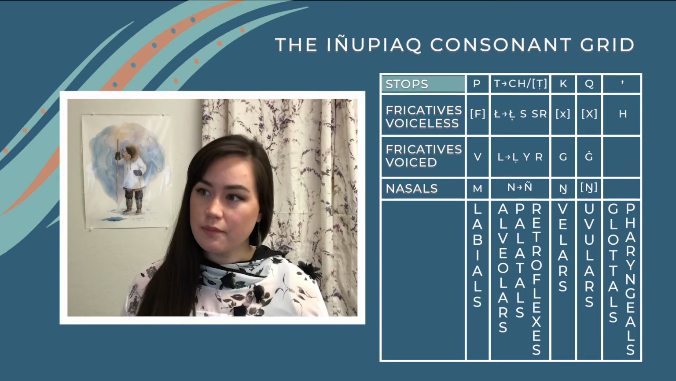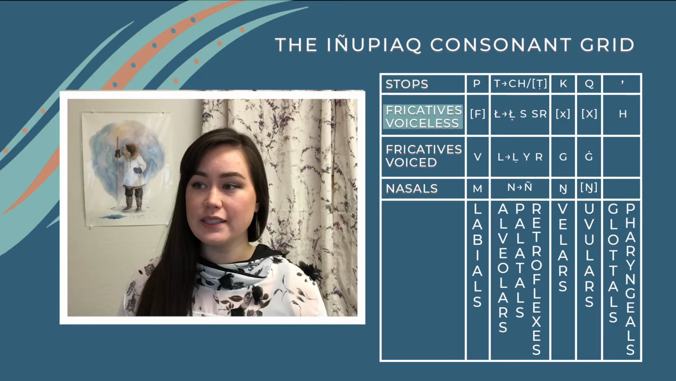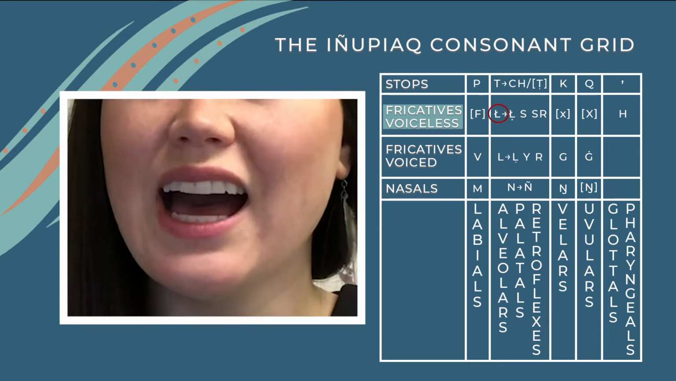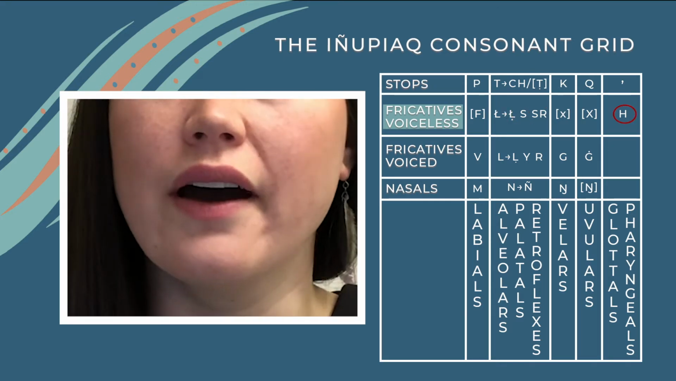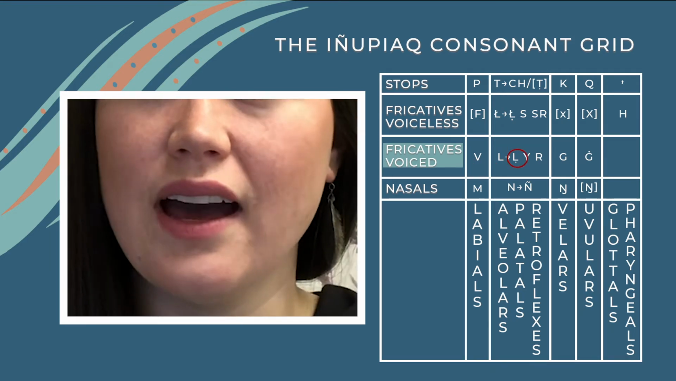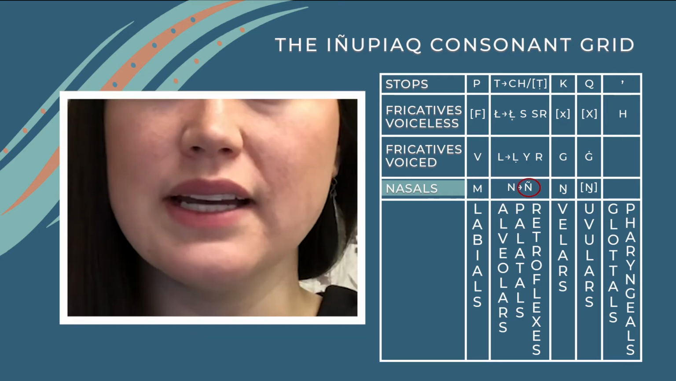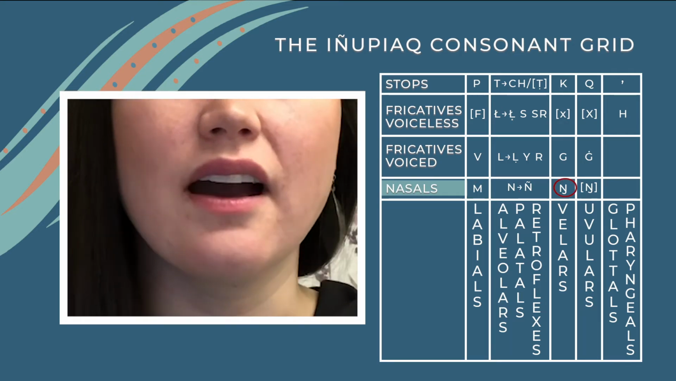For the stops, we have pa, ta, ka, ka. Fricatives, voiceless, we have hla, sa, shra, ha. Fricatives, voiced, we have va, la, ya, ja, ga, ga. Nasals, we have ma, na, and nga.